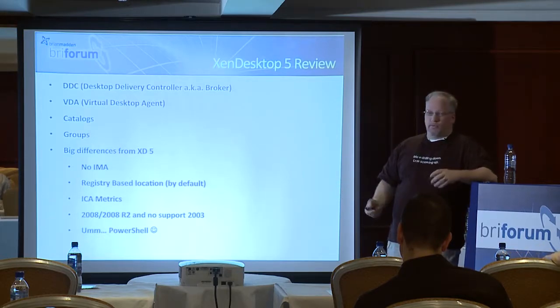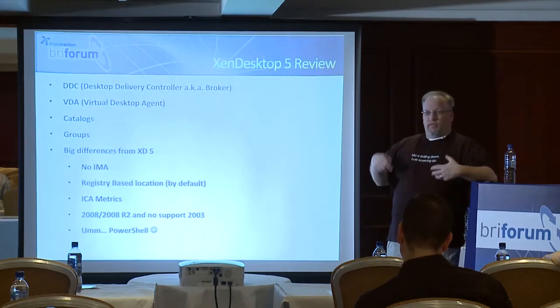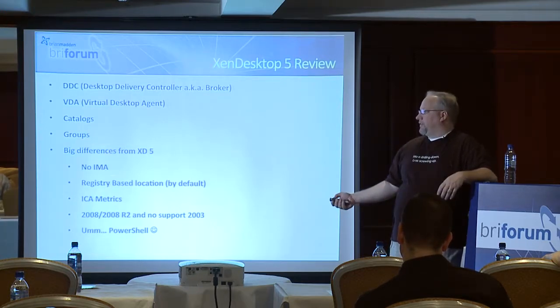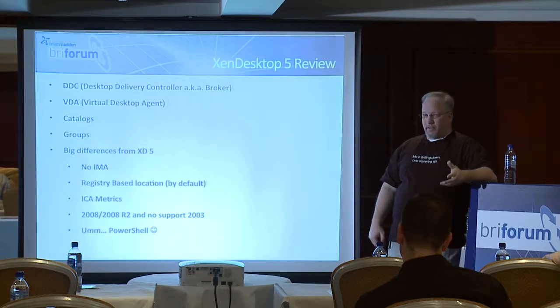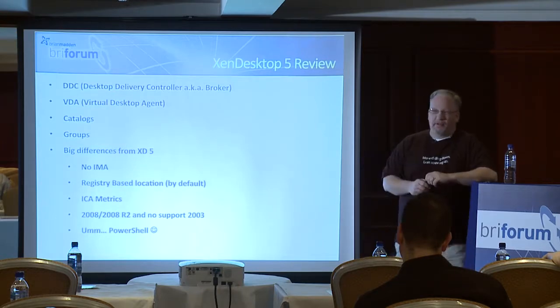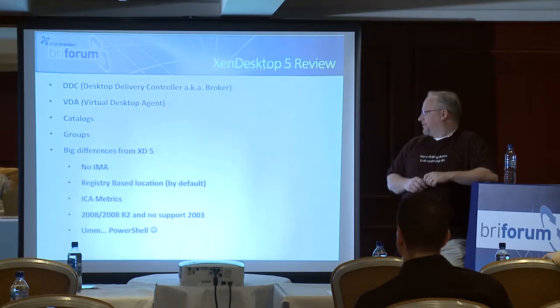So they had to choose. Hey, look, if desktop virtualization is going to take off, and it's going to be in environments where we have tens of thousands or hundreds of thousands of desktops, we can't rely on IMA. It just does not scale. So they did away with IMA, and they're on this thing called FMA. And in Xendesktop 5, we went to, thank God, registry-based location by default, instead of doing Active Directory-based craziness.